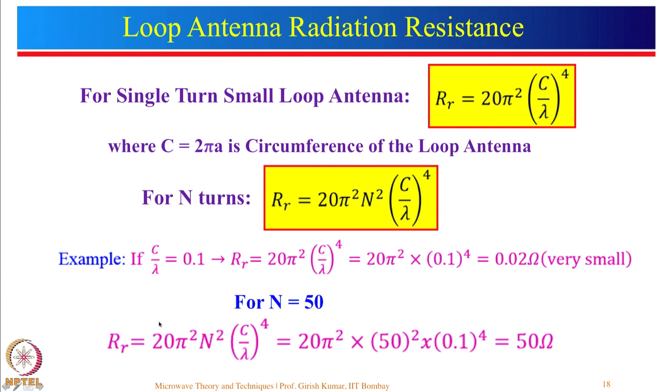Let's just take an example. So if we take C over lambda as 0.1 and we substitute the value of C over lambda equal to 0.1, let's see what we get. We get RR as 0.02 ohm, which is extremely small. If you try to feed this loop antenna with 50 ohm, most of the power will get reflected back and nothing will transmit. However, if we take N equal to 50, that means we take a 50 turn loop antenna, let's see now what happens. So this is now increased by a factor of N squared, so that comes out to be 50 ohm. So that means if you use a 50 turn loop antenna of circumference equal to 0.1 lambda, then we can get radiation resistance which is equivalent to 50 ohm.